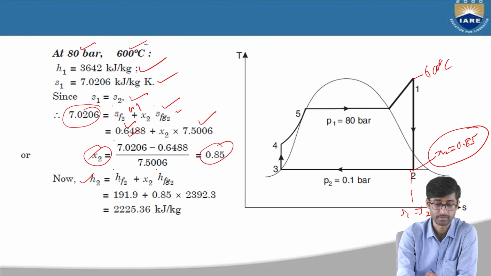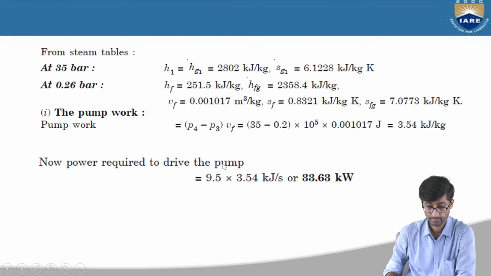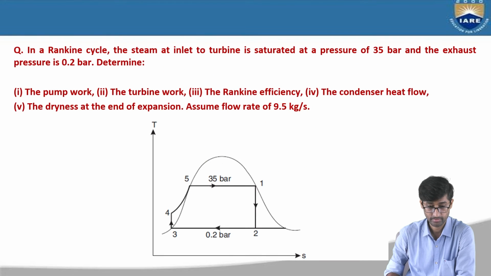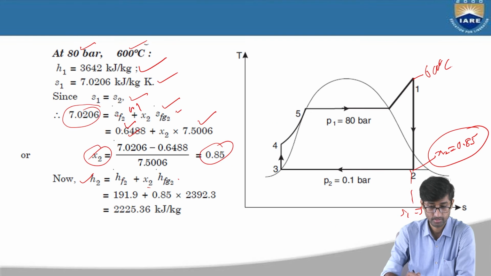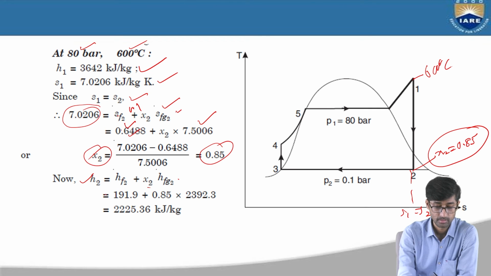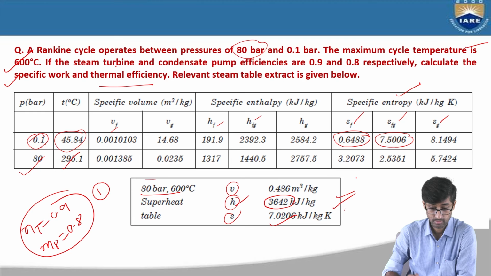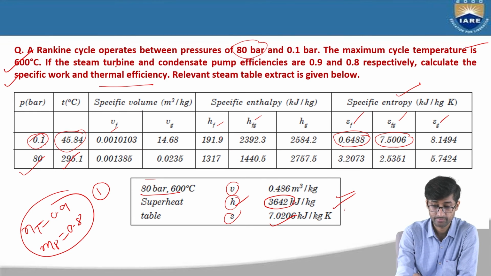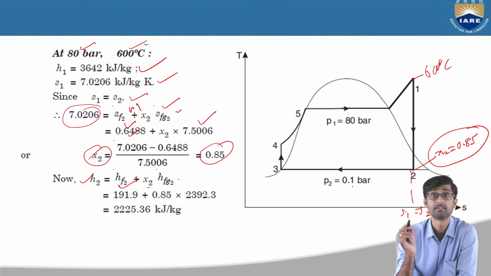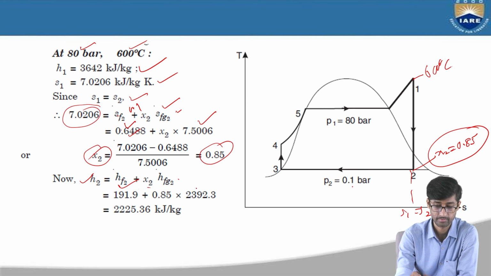That equals HF plus X into HFG2. Now here X is already calculated, 0.85, right? Now at pressure 0.1 bar, what is the value of HF? 191.9. What is the value of HFG2? HFG is 2392. So here 191.9 at pressure 0.1 bar, and this is the value of HFG. Now substitute here, calculate the value of H2.